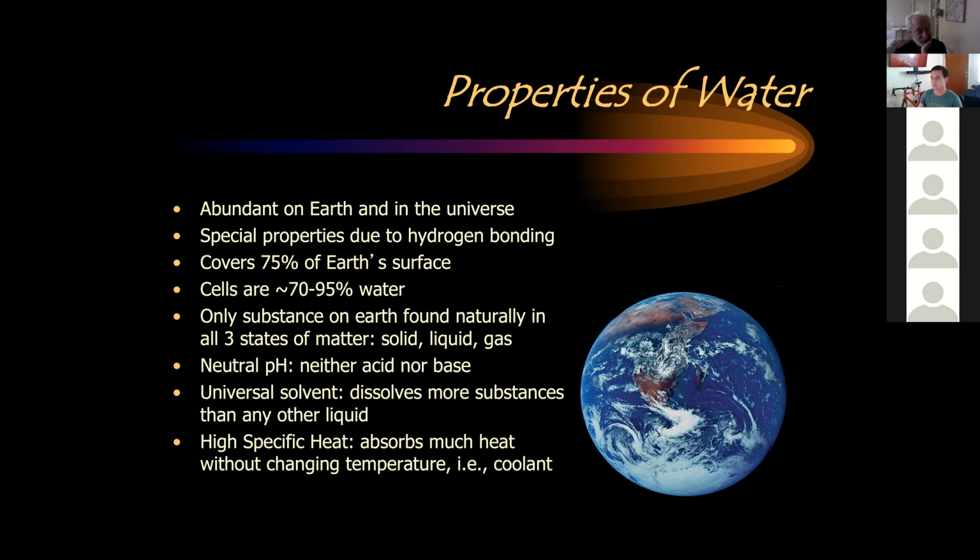It has a neutral pH, neither acid nor base, and I'll come back to that at the end of this presentation. It's a universal solvent. It dissolves more substances than any other liquid. And it has what's called a high specific heat, which means it can absorb a lot of heat without itself changing temperature. So it's a coolant. Because there's so much water on the planet Earth, it tends to cool the Earth. It doesn't become overheated by the energy from the sun.